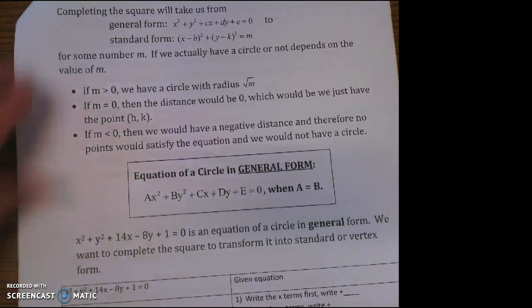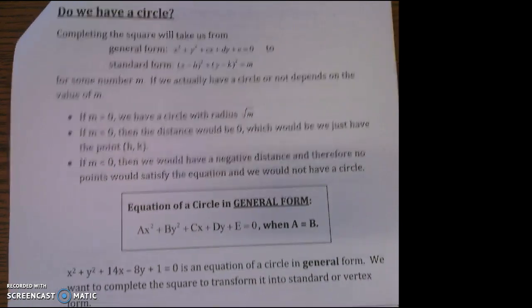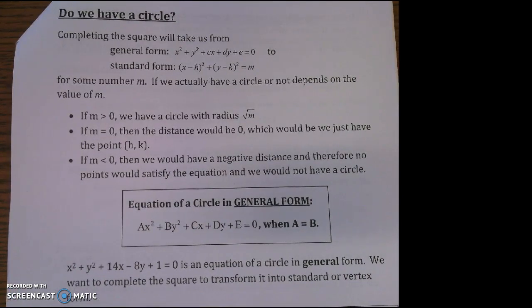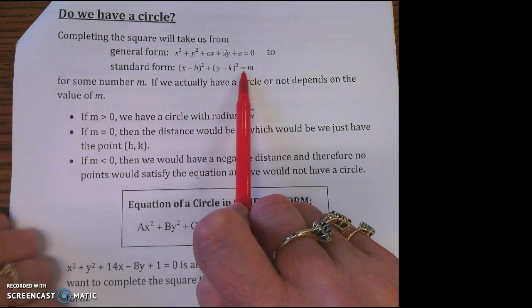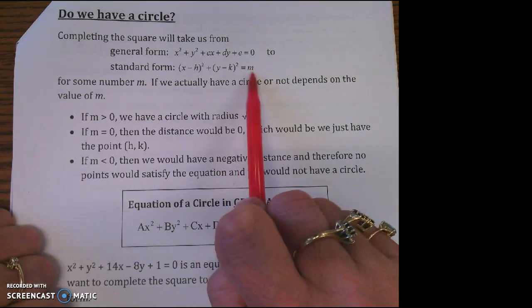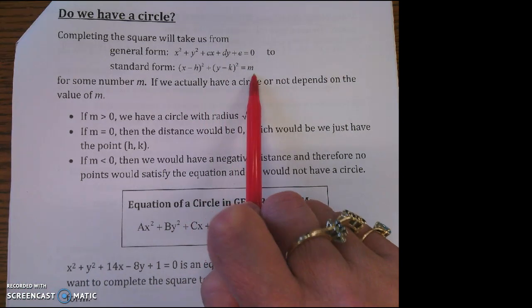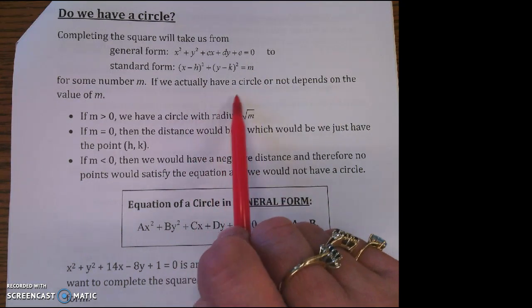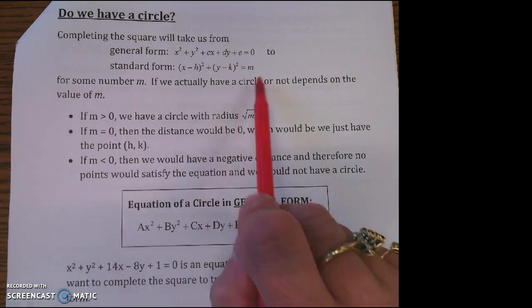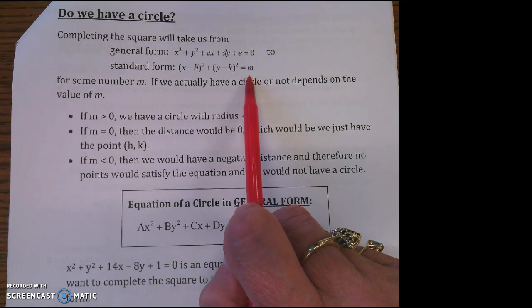All right, moving on. How do we know when we have a circle? If you complete the square, you can take it from general form. This is general form, and we can change it to standard form for some number m. And remember, this is our equation of a circle, and m is your radius. So we're going to actually have a circle or not, depending on the value of m. And well, this number has been squared, so the radius is the square root of that.